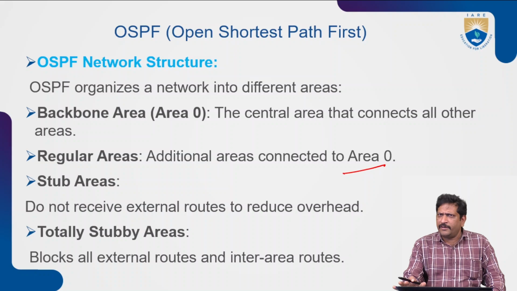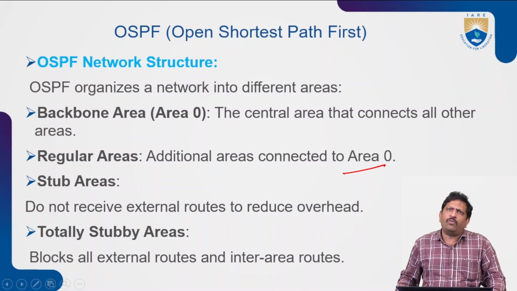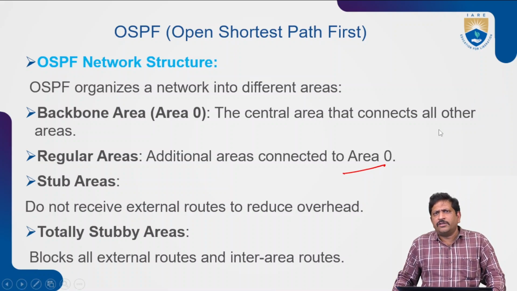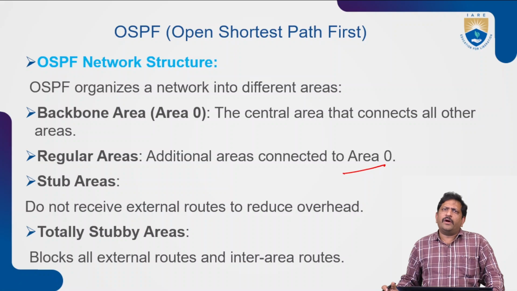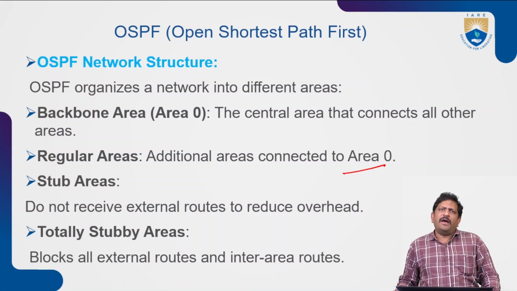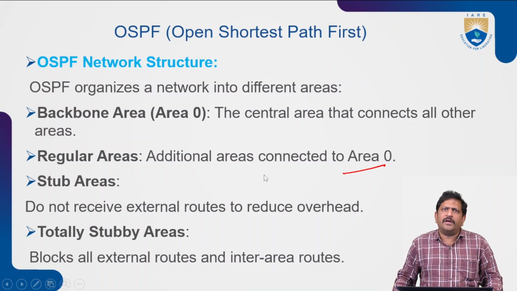Any networking area should have to connect to the backbone area. That is mandatory for Open Shortest Path First. Then only the optimal path can be found. Whenever it is connected to the backbone area, then only you can find the shortest path. It may be a regular area or the backbone area; other areas should connect to the backbone area.